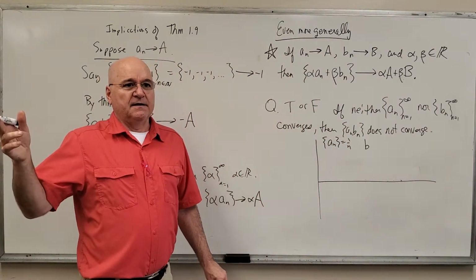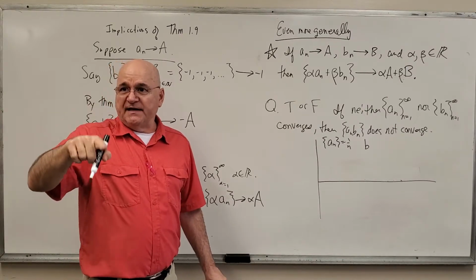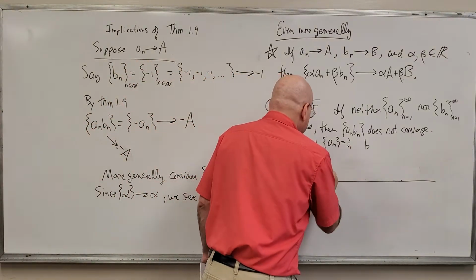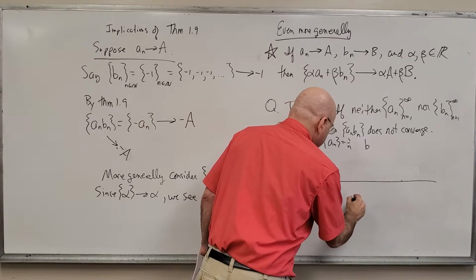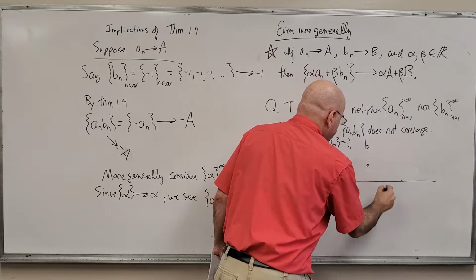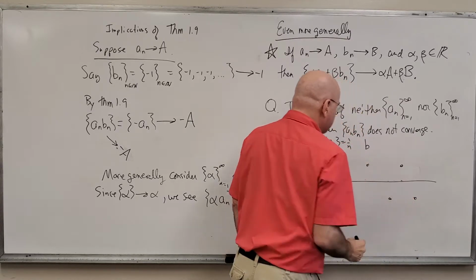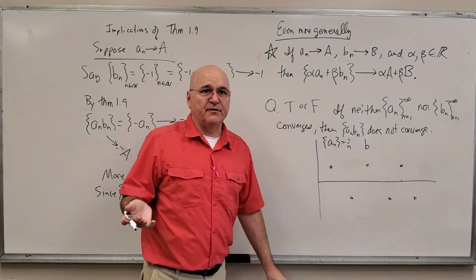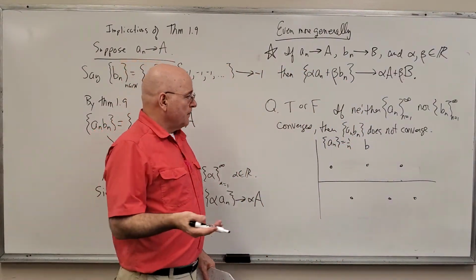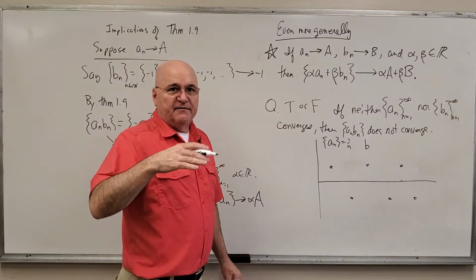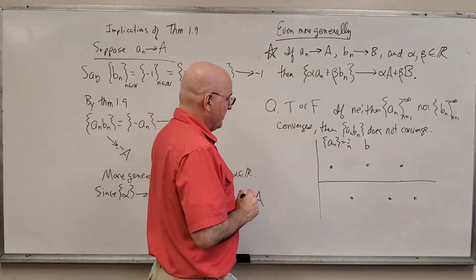If you take, what was it? Were you going to do an alternating? Yeah. The an could be 1, -1, 1, -1, 1, -1, and so on. It doesn't converge. It's not approaching any number. Every number is either -1 or 1.